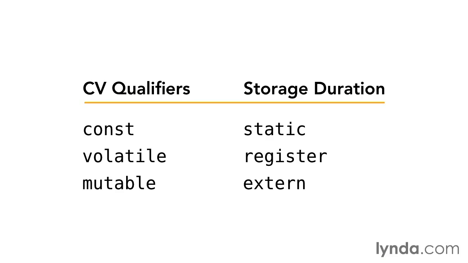And volatile marks a variable that may be changed by another process. This is generally used for threaded code or externally linked code. Mutable is used on a data member to make it writable from a const qualified member function. Storage duration specifiers are used to define the duration or lifetime of a variable.